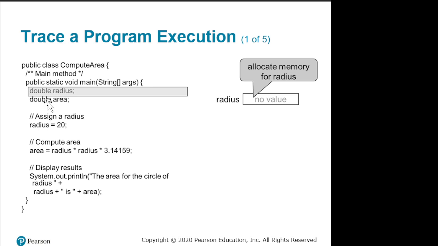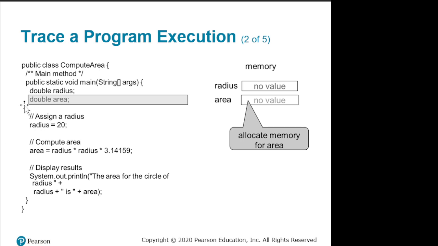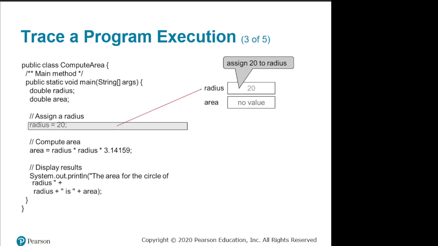So if I read this down, this line double radius says it allocates memory for radius, but there's nothing in it yet. Then in the line double area, allocates memory for area, but there's nothing in it. Radius equal 20. What happens is that this equality sign is not equal like mathematics. It's an operation that has a direction to it. It says put the value of 20 into the radius. So this reads kind of right to left. It says take a value and put it into the memory. And so the memory will now contain 20.